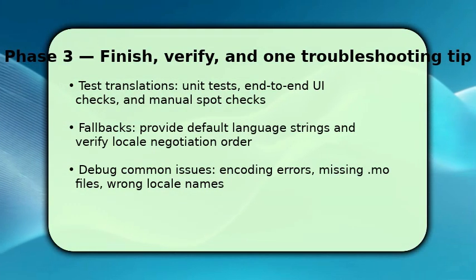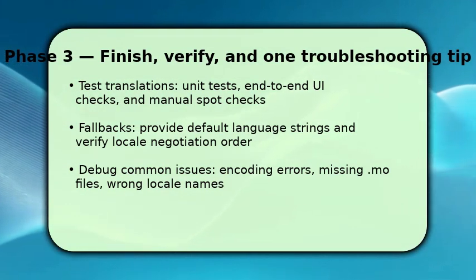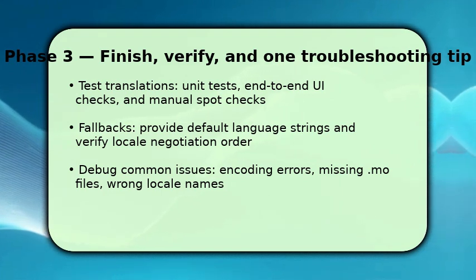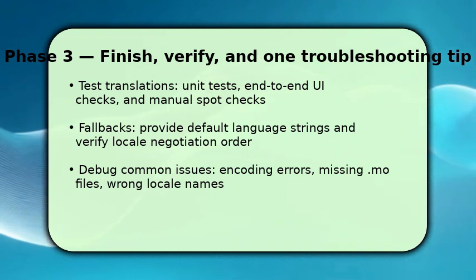You finish by validating and hardening the change so it sticks. Run unit tests and perform manual UI walkthroughs to ensure strings, dates, and numbers render correctly. Test both expected and edge case locales. Make sure you include sensible fallbacks and confirm negotiation order: user preference, cookie, headers, then default.